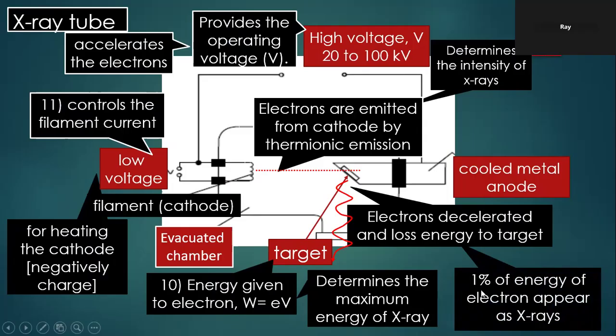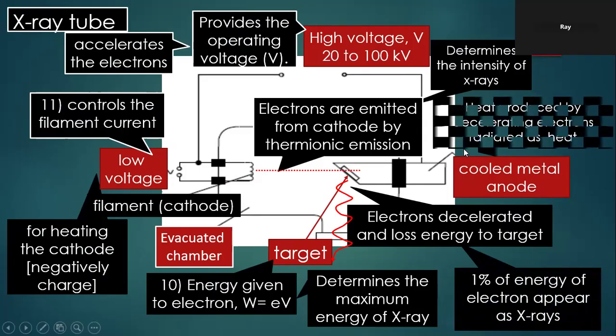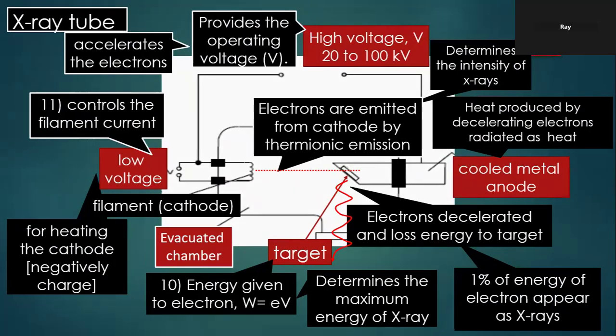1% of the energy of the electron appears as X-ray. So it means that 99% will heat up the target. That's why you need to cool the metal target anode. Heat produced by the decelerated electrons is radiated as heat, so that heat has to be removed by cooling the metal.